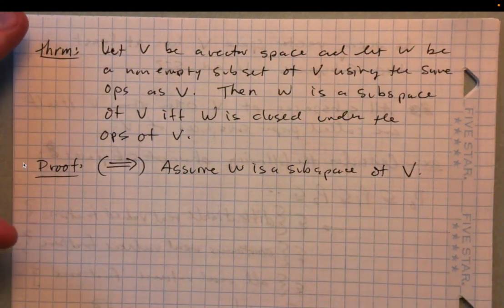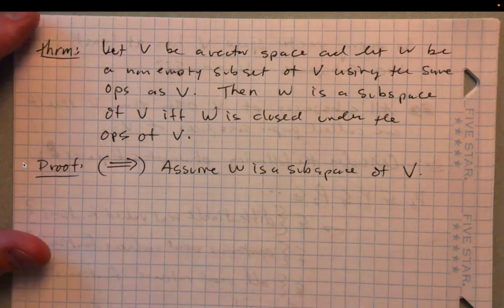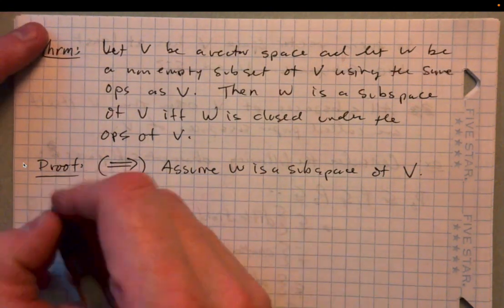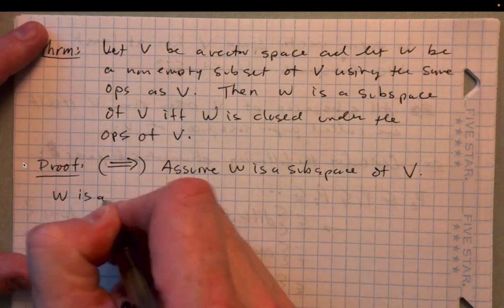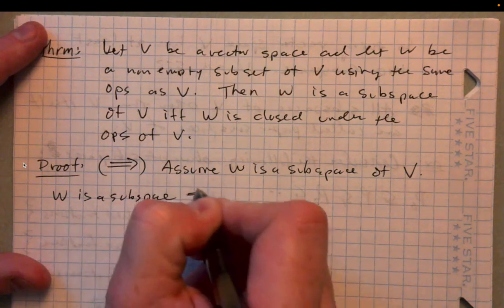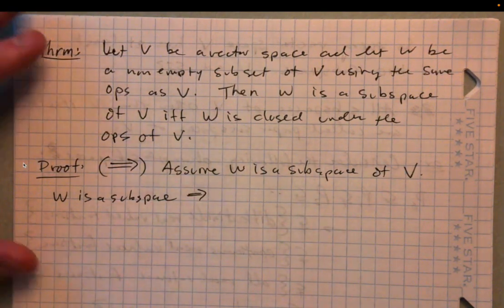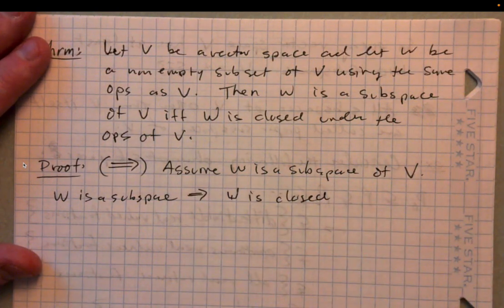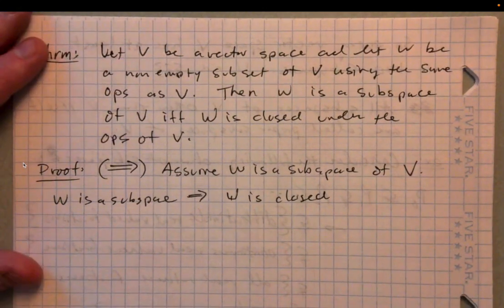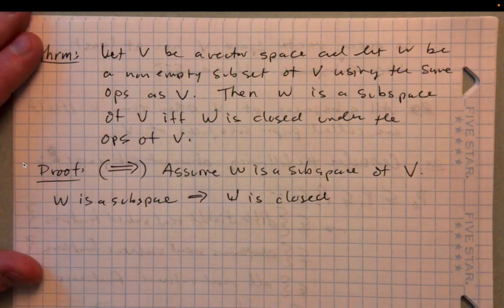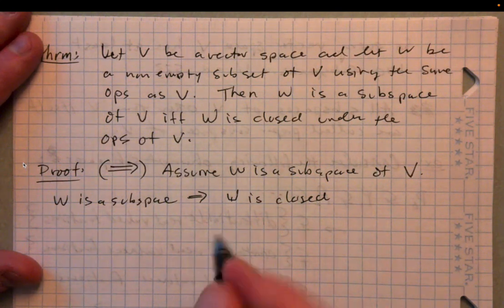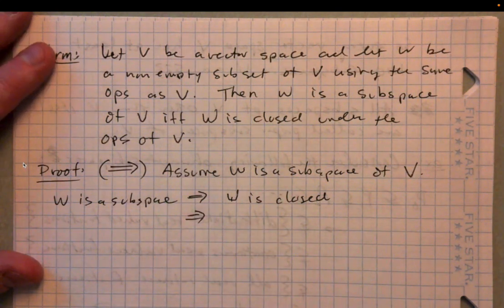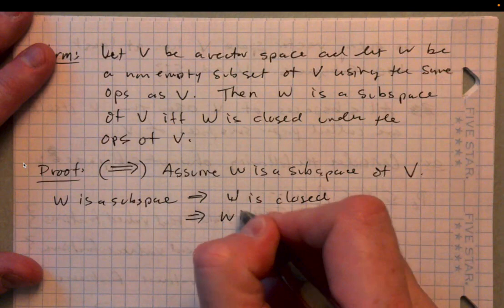Right, this is the easy direction. So if W is a subspace, that's what we start with, then W is closed. If a subspace is closed, naturally, that's the definition. If W is a subspace, then W is closed, and we can also say W is also a vector space.